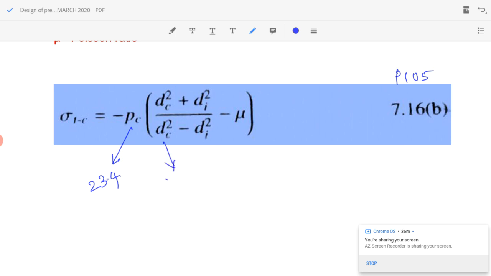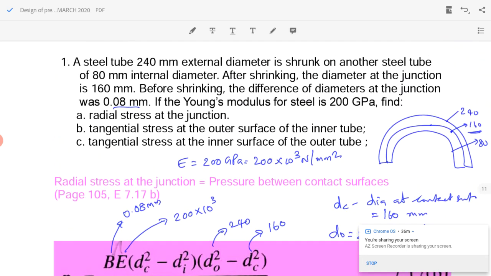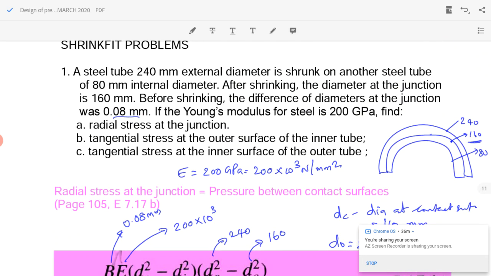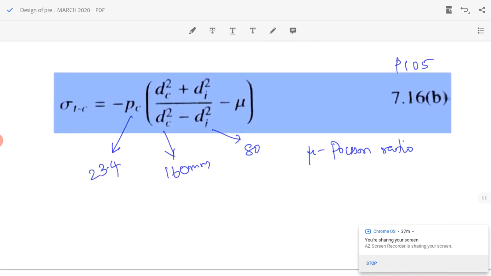DC was equal to 160 mm, the diameter at the contact. Inner dia was equal to 80 mm. Mu is the Poisson ratio. It is given that the material is steel, so we should remember what the Poisson ratio for steel is. Poisson ratio can be taken as 0.3. So assume Poisson ratio mu equal to 0.3, and I can substitute this value.